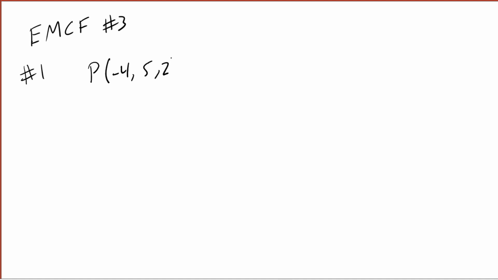Okay, so let's go through the MCAT number 3. Question 1. An equation for the plane that passes through the point P, which is (-4, 5, 2), and contains the line, so remember this is a line, (x + 3)/(-1) = (y - 2)/3 = (z + 2)/2.